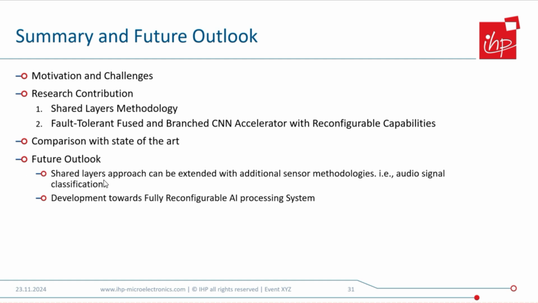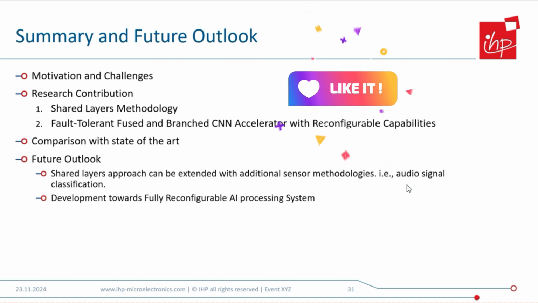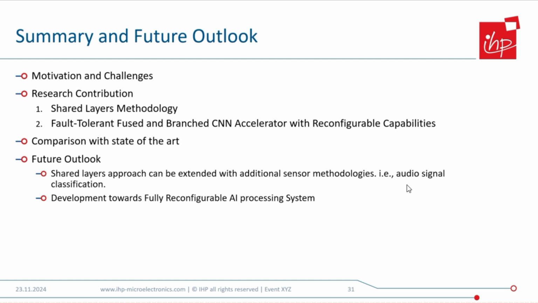What we can do in future, we can extend the shared layer approach with additional sensor modalities. For example, audio signals also have a certain map. They have a certain pattern, right? These signals can also be recognized using CNN. So maybe we can also include audio signals to make it three modalities: radar, audio, and camera. All three of them, all four tasks getting classified by one single accelerator. This is something which we can look into in the future.